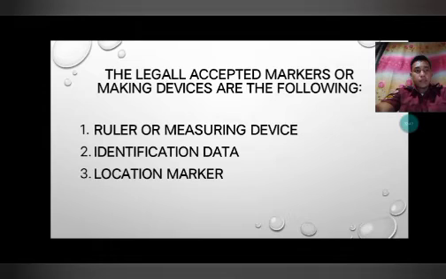The legally accepted markers or marking devices are the following. So there are three legally accepted markers. First is ruler or measuring device. When we say ruler or measuring device, it is a ruler. Second is identification data. Identification data is like data of a suspect, like a photograph of a suspect. Number three is location marker.